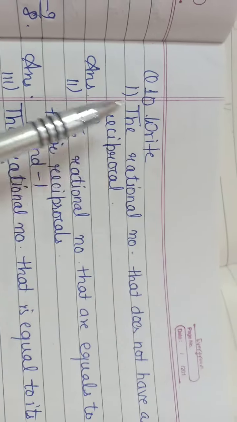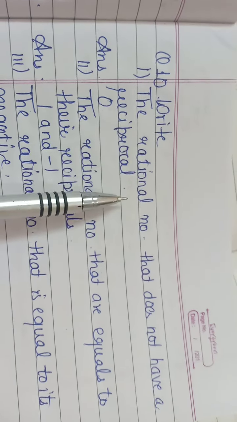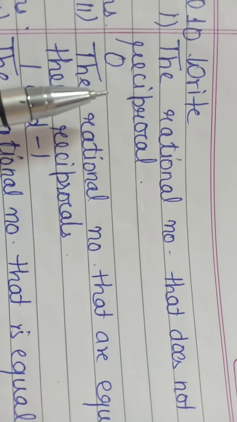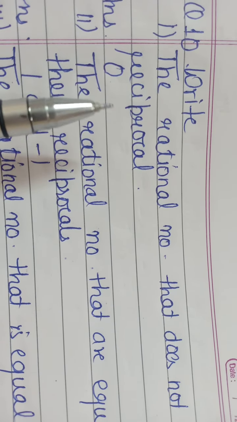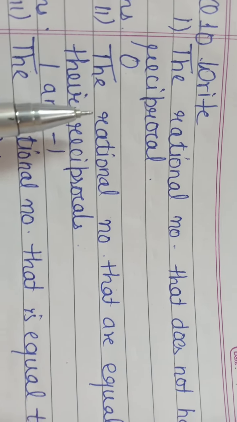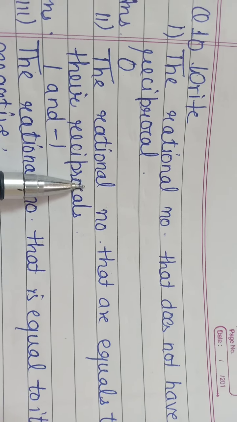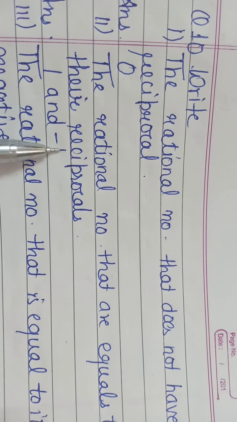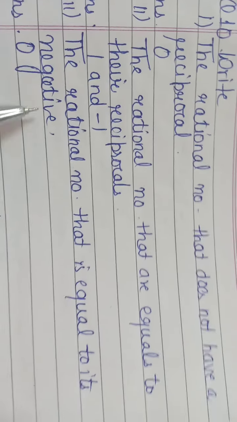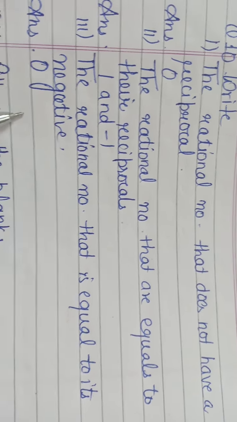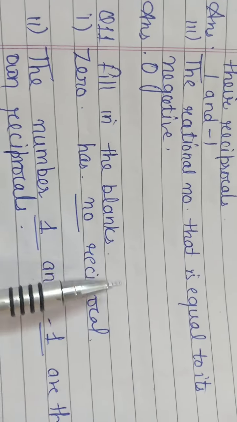So next question, question number 10. Write the rational number that does not have a reciprocal. That rational number is 0, because 0 has no reciprocal. The rational numbers that are equal to their reciprocal. That is 1 and minus 1. The rational number that is equal to its negative. So the answer is 0.